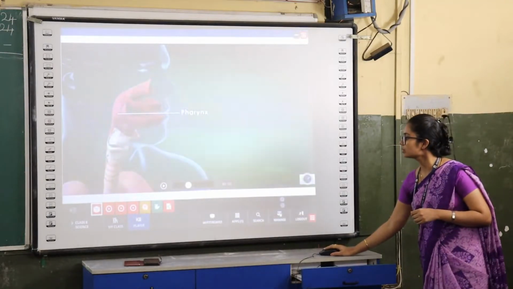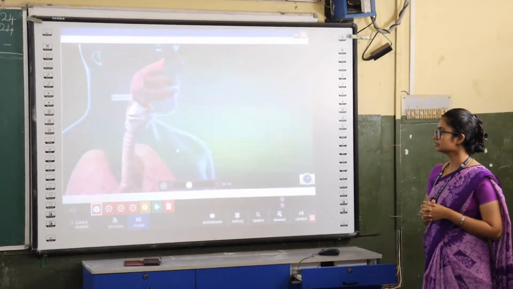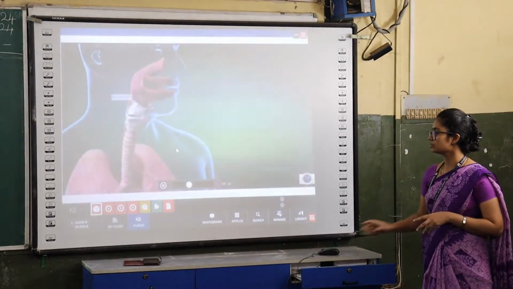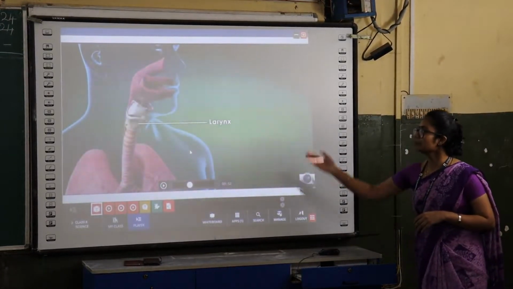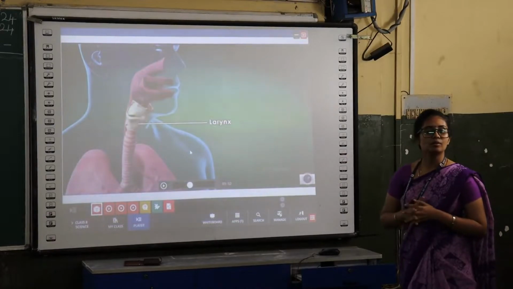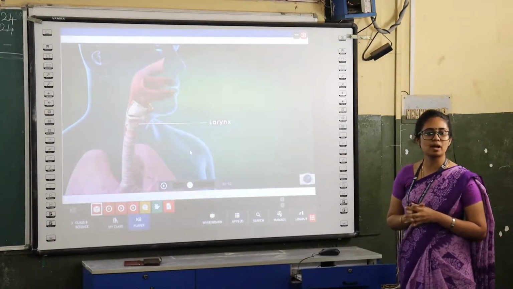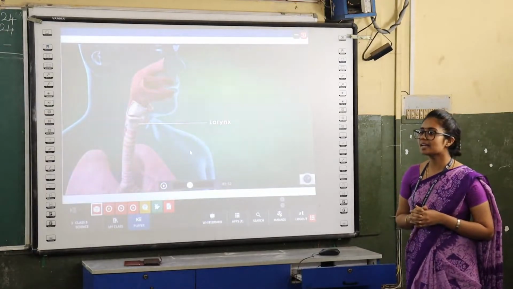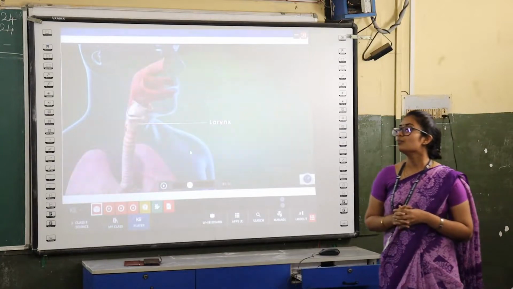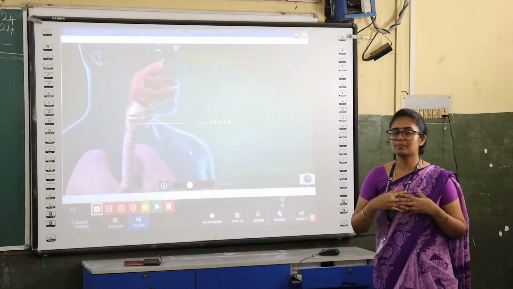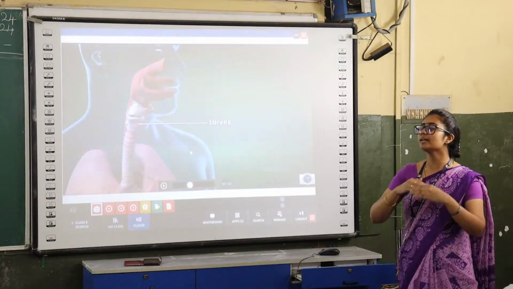Okay, next one. The pharynx continues into a tube known as the trachea. Connecting the pharynx to the trachea is the larynx. So, in between the pharynx and the windpipe, that is the trachea, we see one small muscular part, that is the larynx. The larynx is a folded tissue which is also called the voice box. So, from there only we are getting the voice. So, the larynx has folded tissue.